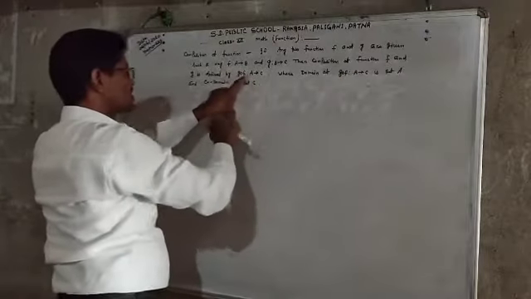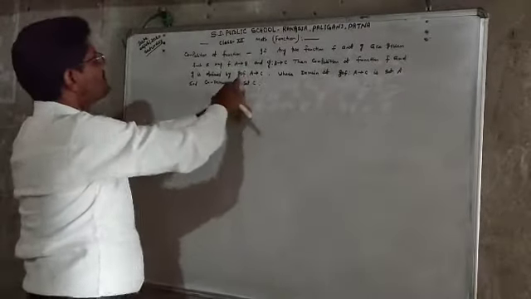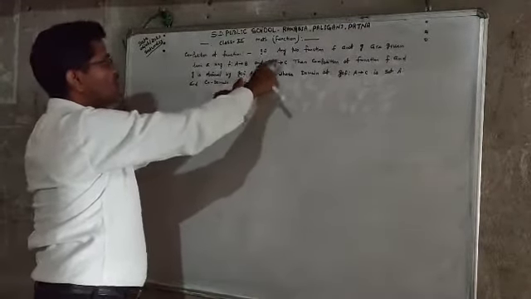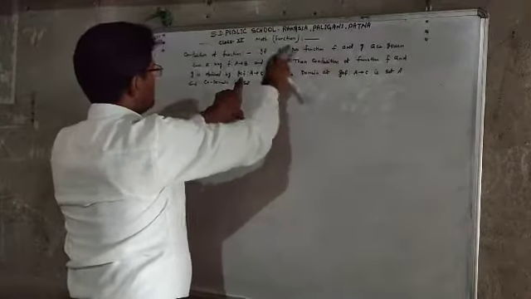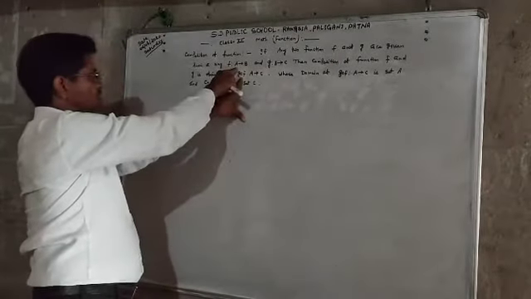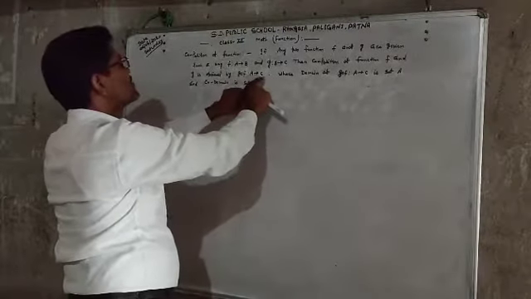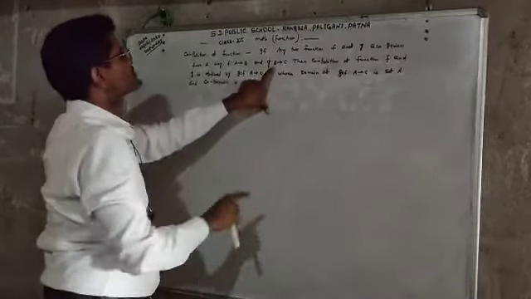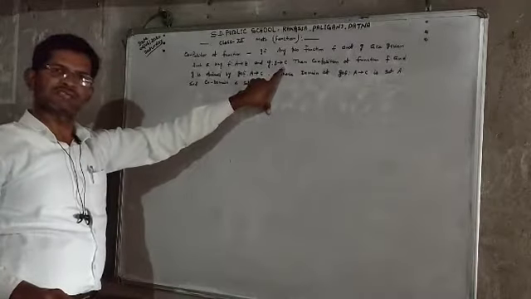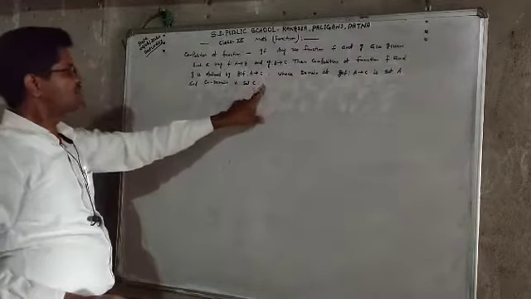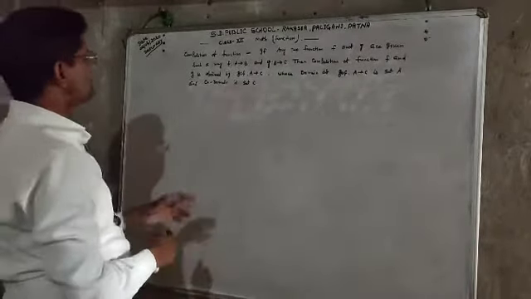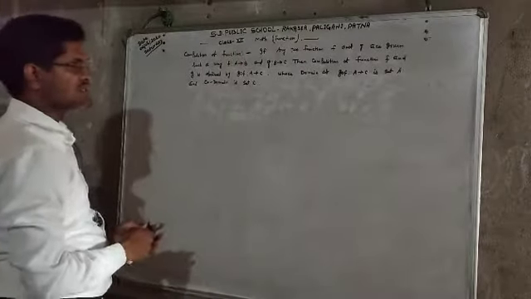In this composition, the domain of GOF will be the domain of set f, that is set A, and the codomain of GOF will be the codomain of the second function, that is g. This is the definition of the composition.